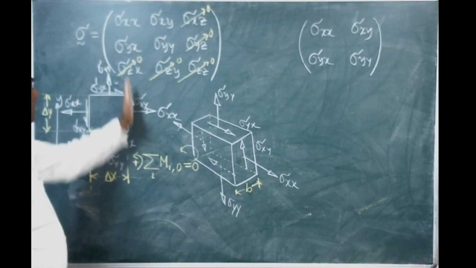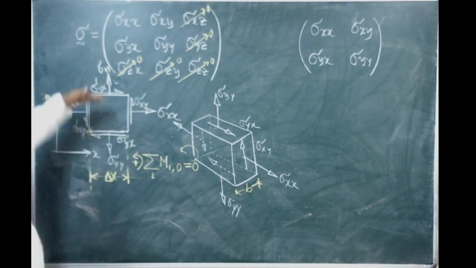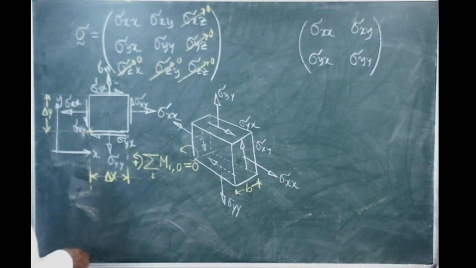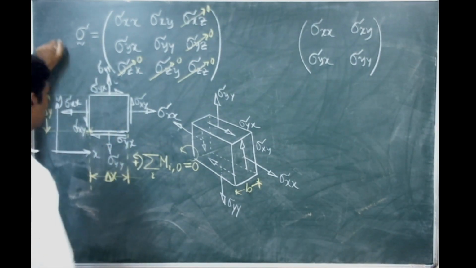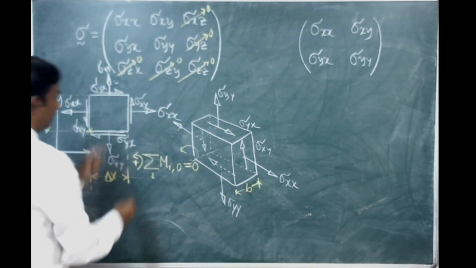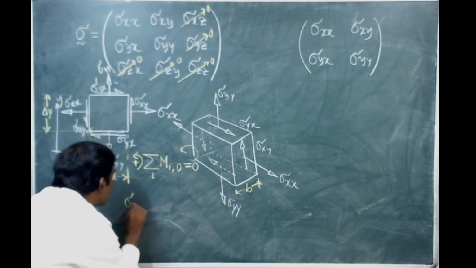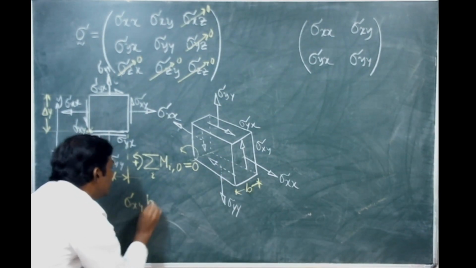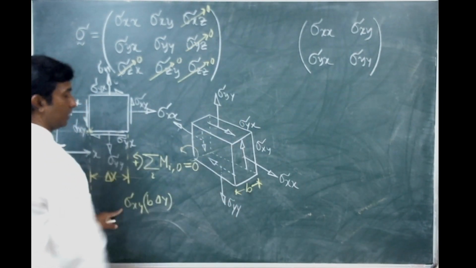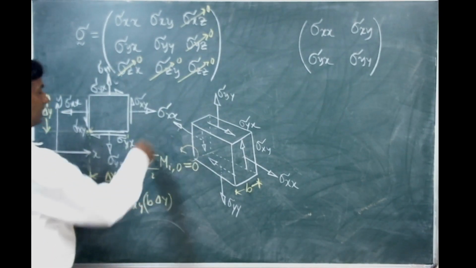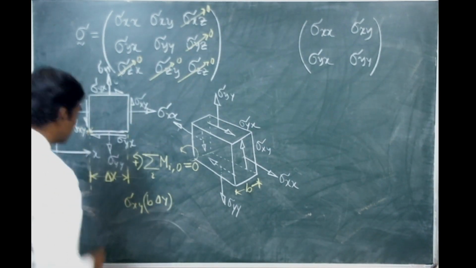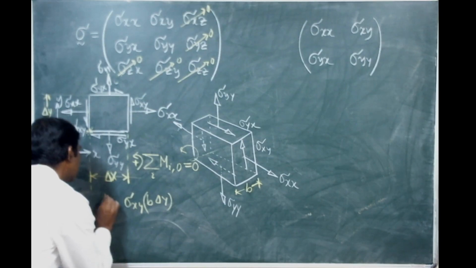One is sigma xy, the shear stress acting on the positive x plane. Another is the shear stress acting on the positive y plane. If we account for their moments, what do we get? The force acting on the positive x plane is estimated as sigma xy times the area, that means b times delta y. This force generates a moment that amounts to the force multiplied by the normal distance. Here the normal distance is delta x.